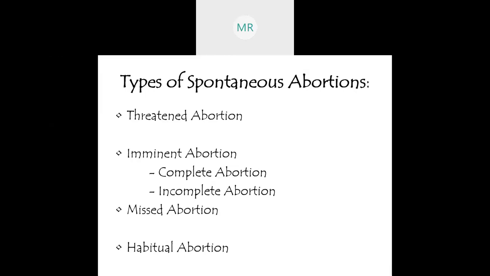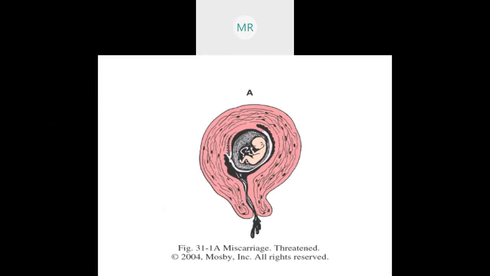And then no cervical dilation either. Now, habitual abortion is 3 or more losses for no known cause. Now, usually abortions are related to hypertension or abruptio placenta. And there's some pictures.